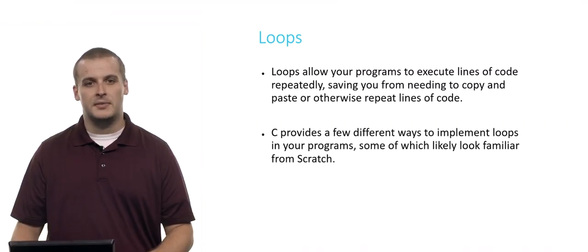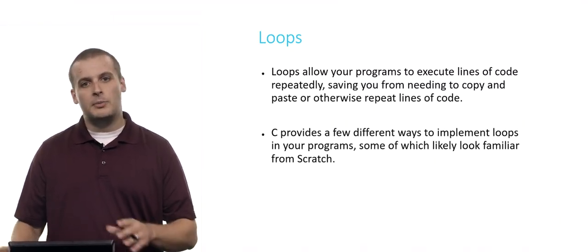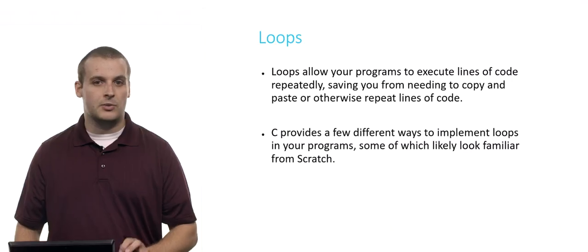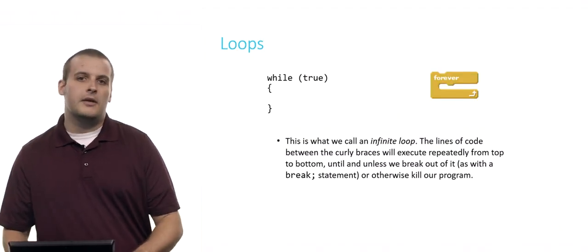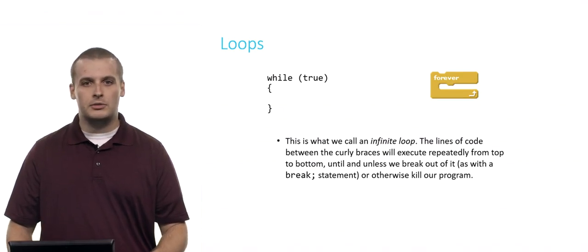progress through CS50. Some of these loops are pretty familiar to you from Scratch, so again, as we did with conditionals, we'll put them up side by side if there is an analogy that we can draw. First is forever from Scratch, which compares to while true. This is what we call an infinite loop. The lines of code between the curly braces, much like the puzzle pieces that fit inside the C of the forever block, will execute repeatedly from top to bottom over and over and over forever.